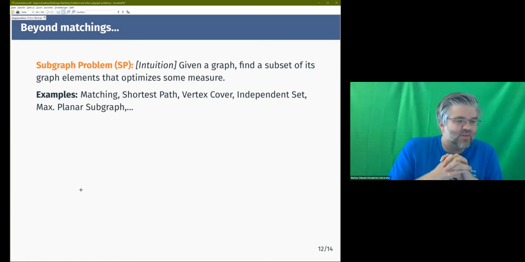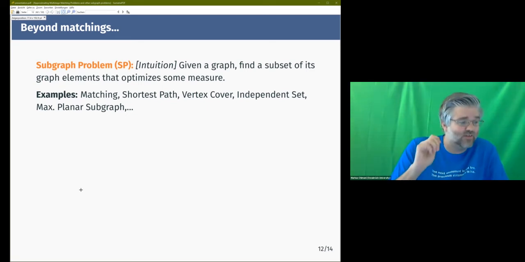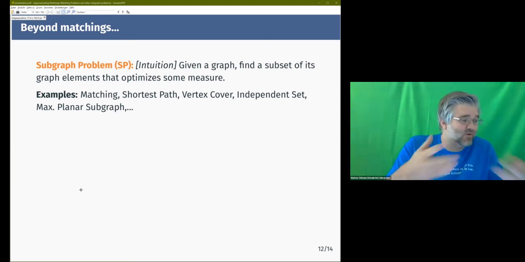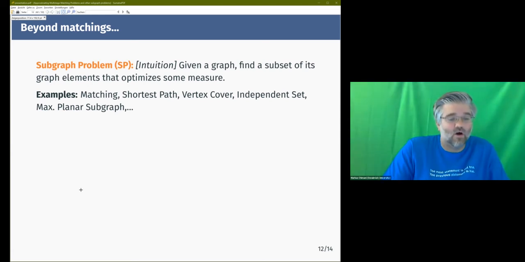Consider any subgraph problem. What is a subgraph problem? Well, there is a formal definition for it, but the gist of it is just you're given a graph and you want to find a subset of its graph elements, be it edges, be it vertices, I don't care, and you want to optimize some measure. Matching is an example of a subgraph problem. So is the shortest path, vertex cover, independent set, maximum planar subgraph, anything where you select a subgraph of a given graph. That's a subgraph problem.